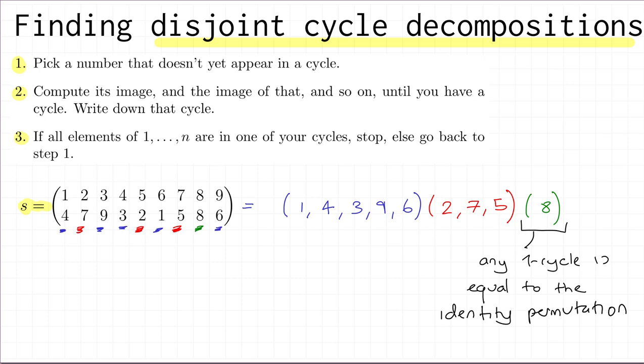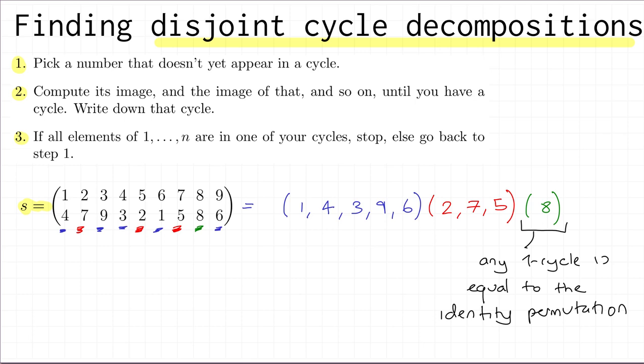Because if you think what a one cycle does, this one cycle which just contains the number 8, for example, well, it sends 8 back to 8, so it sends 8 to itself, and it sends every other number that doesn't belong to that one cycle to itself as well. So it sends every number to itself. In other words, it is the identity permutation. So for that reason, we often omit one cycles from our disjoint cycle decompositions.